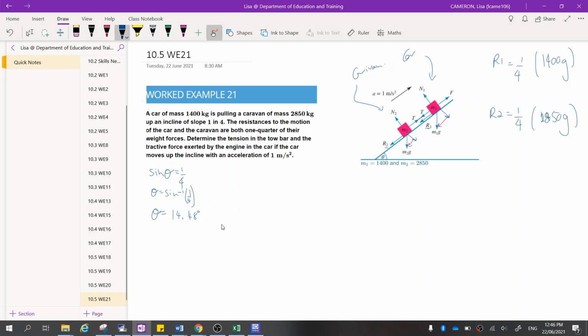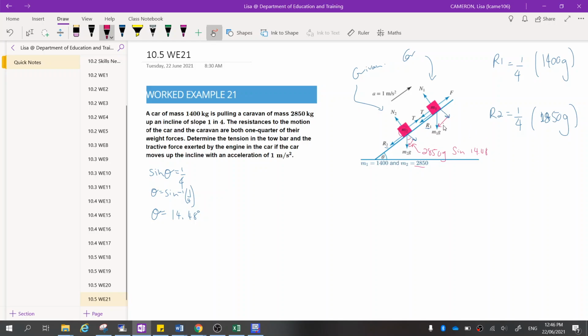So I am going to resolve these systems. I'm just going to draw on my diagram. Look, I'm going to run out of space, but you probably won't, and that's fine. So remember that this one here is this one here. Okay, and this angle in here is going to be 14.48 degrees, meaning that this is the opposite side. So it's going to be 2,850 G sine 14.48.